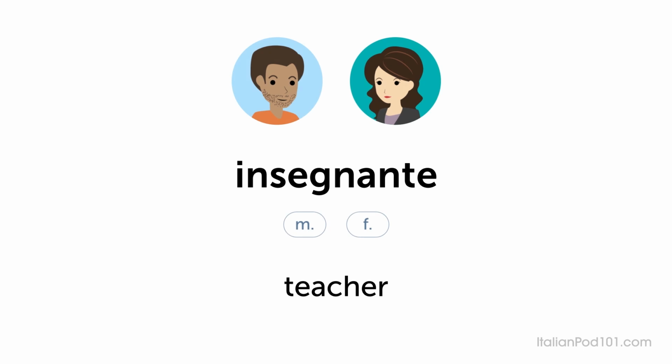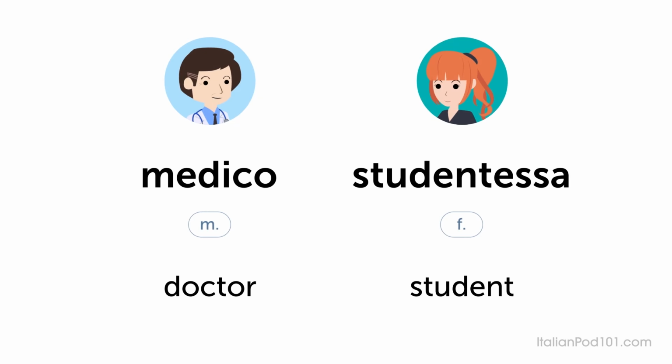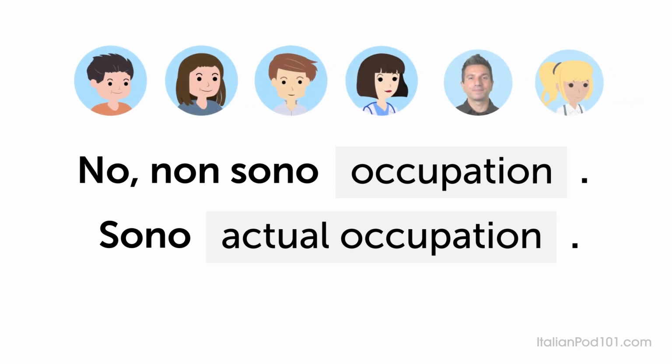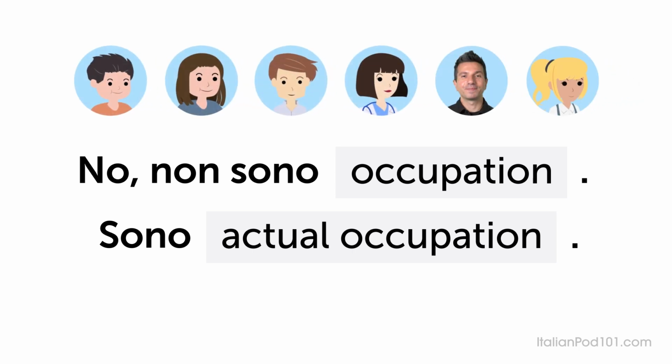In Italian, some occupations have the same word for both genders. For example, insegnante. However, much of the time, words will differ depending on gender. In general, nouns that end in O tend to be masculine, while nouns that end in A tend to be feminine. Let's look at some more examples. Listen and repeat, or speak along with the native speakers.